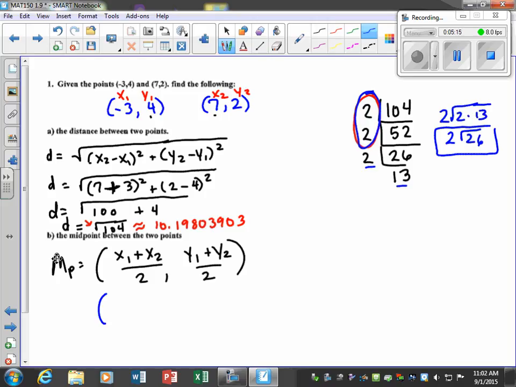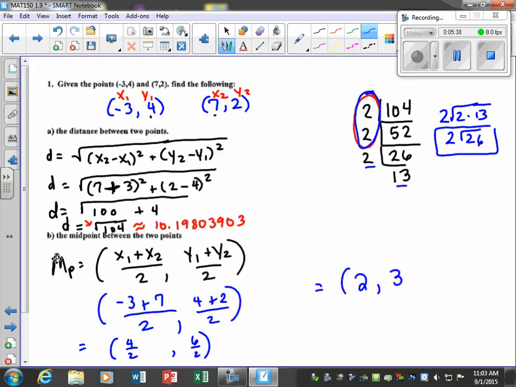So that's going to be negative 3 plus 7 over 2. And for our y values, it's 4 plus 2 over 2. This simplifies to 4 over 2. This side is 6 over 2. Coming back over here, 4 divided by 2, it's the ordered pair 2, 3. So the middle of these 2 points, if I drew a line between these 2 points, this would be the exact middle. It's the midpoint.